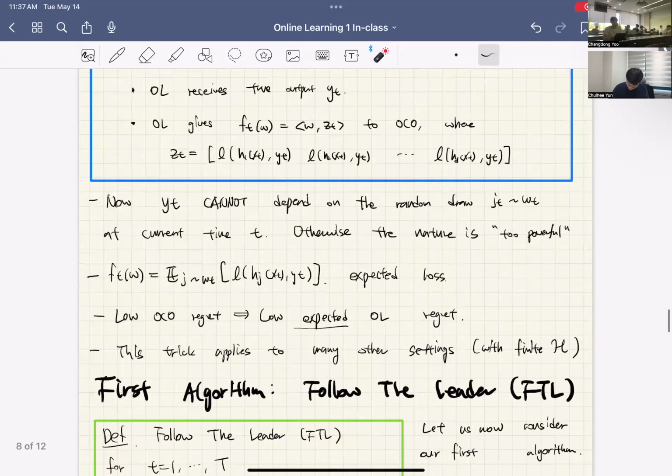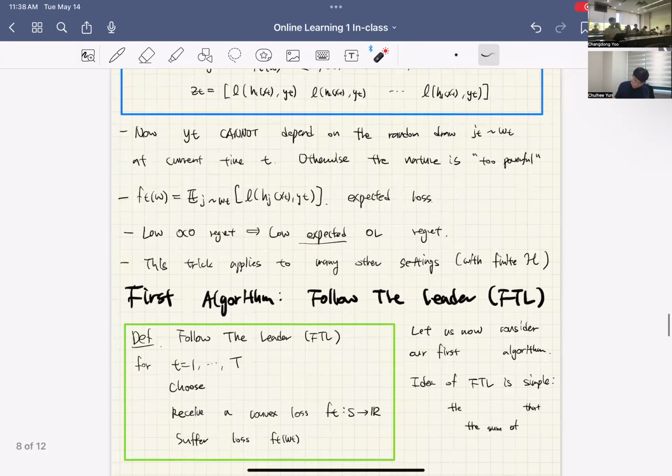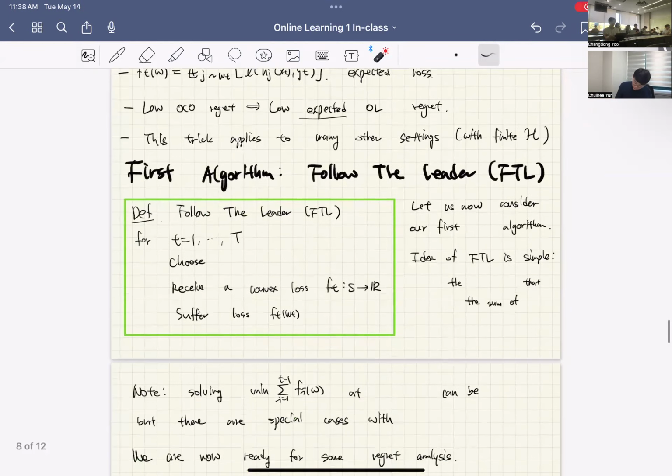Okay, so hopefully these two examples have provided you a good understanding of how online convex optimization is related to online learning, and why solving this online convex optimization problem is important and has good implications for solving online learning problems. Okay, so now we'll move to the first OCO algorithm, which is called follow the leader.